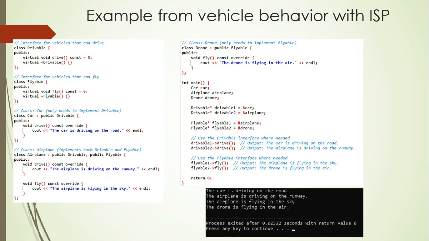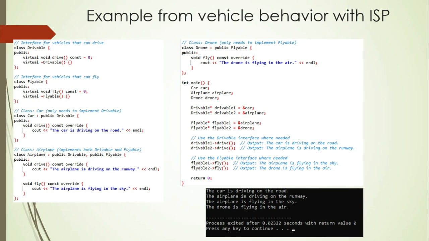So these are the two pointers, two pointers of the type Drivable. One pointer is drivable1, another pointer is drivable2. Both are of the type Drivable, are created and assigned to the car and aeroplane objects respectively.